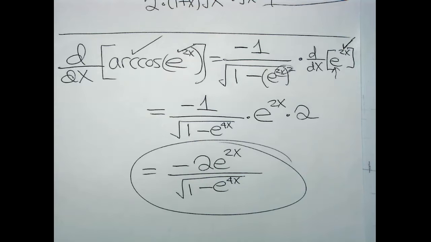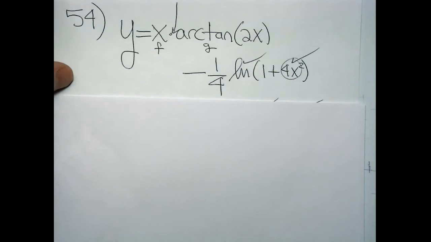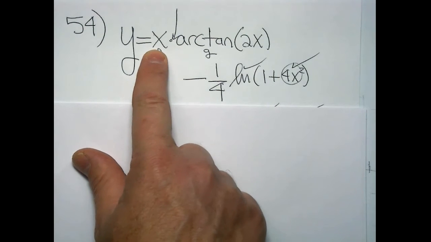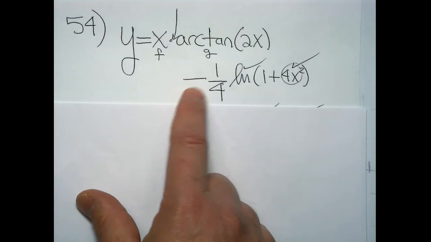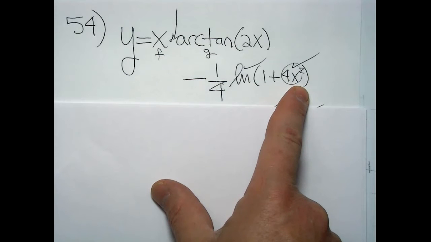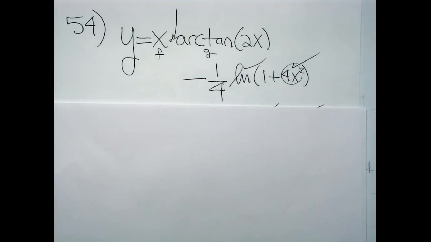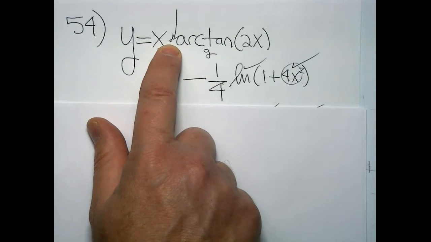Now, let's take a look at a few homework questions. Problem 54. Problem 54 is a mixture of a bunch of different functions. Look at this. x times arctan of 2x minus a quarter, natural log of 1 plus 4x squared. Completely different functions, completely different arguments, and yet there's a hidden surprise in this problem. So we won't know that surprise until we actually go ahead and take the derivative. But the first thing that I noticed was right there.